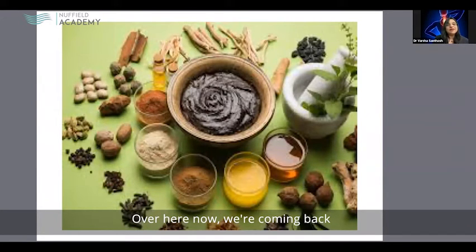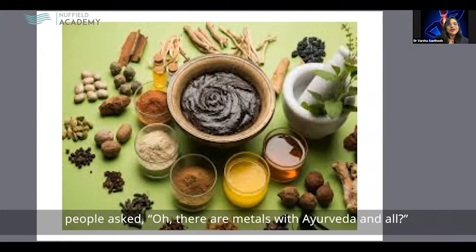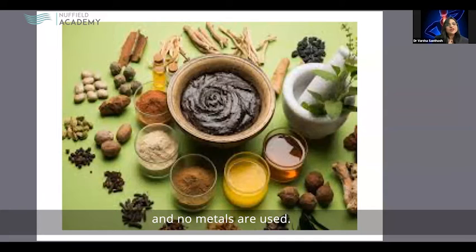Now we're coming back to the medicine aspect of back pain. Ayurveda, of course, definitely focuses mostly on the herbs. But yes, people ask, oh, there are metals with Ayurveda and all. So that is an entirely different aspect called Rasa Shastra, which deals with it. But predominantly what we practice is with the herbs, and metals are not so much used.